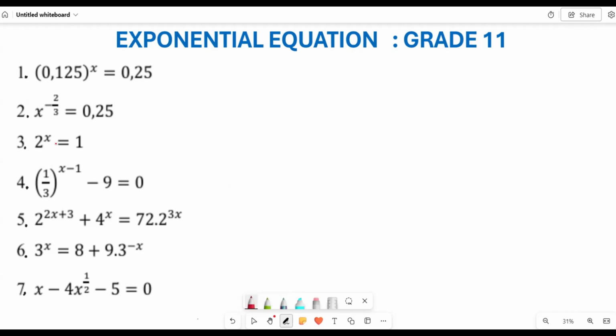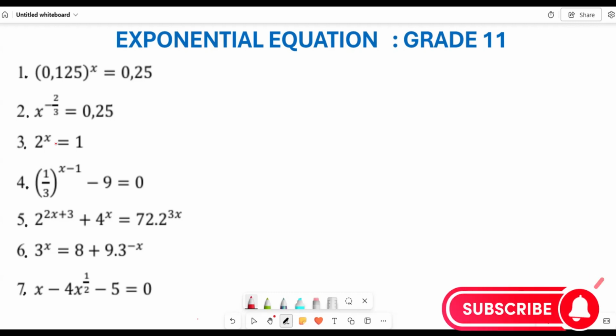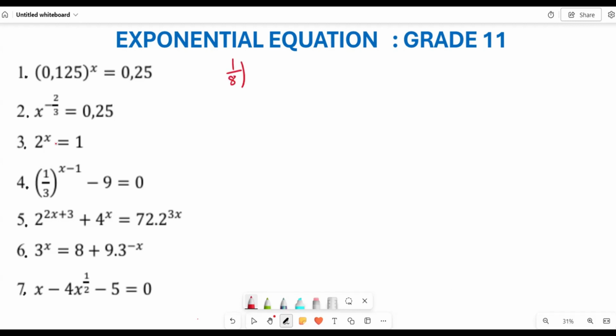Looking at this one, you have 0.125 to the power of x, which is equal to 0.25. Now, what is this going to be? I want you to understand that 0.125 is the same as (1 over 8) to the power of x. And when you do 0.25, I think we all know that 0.25 is a quarter, which means this is going to be the same as 1 over 4. Now, what is the next thing that you are going to do from here?